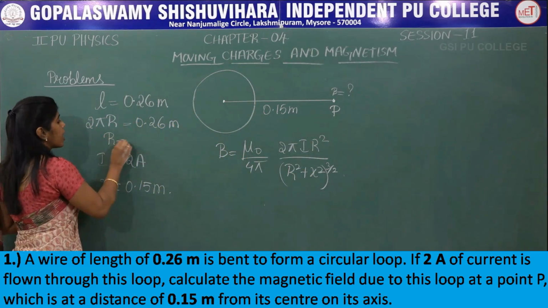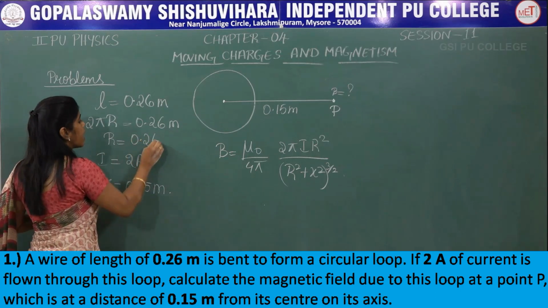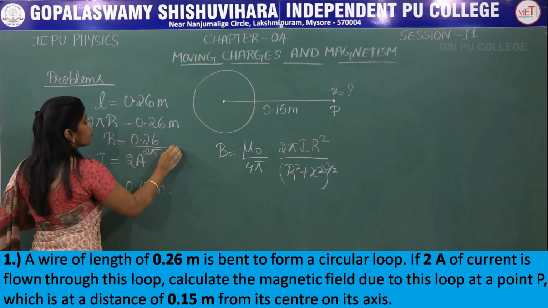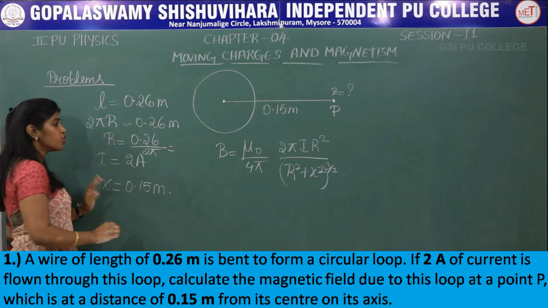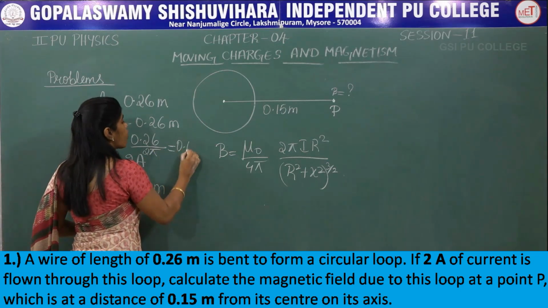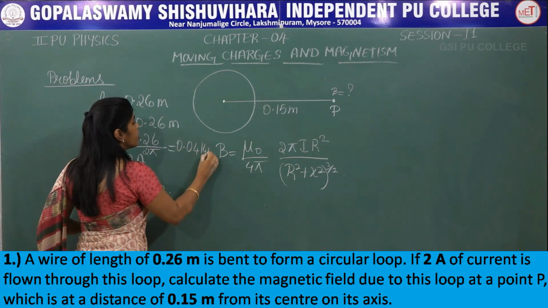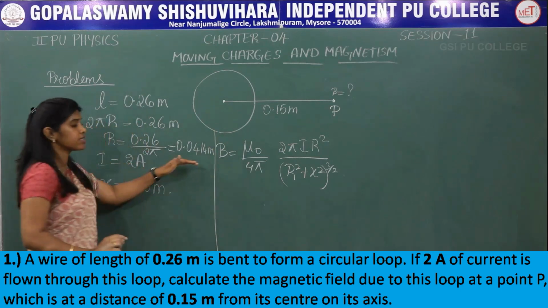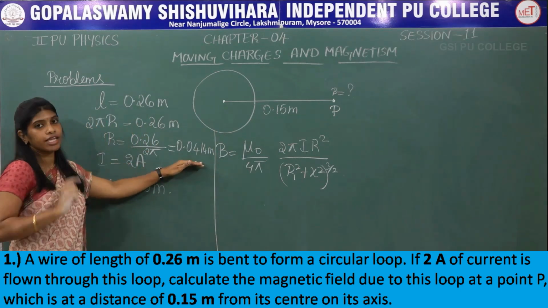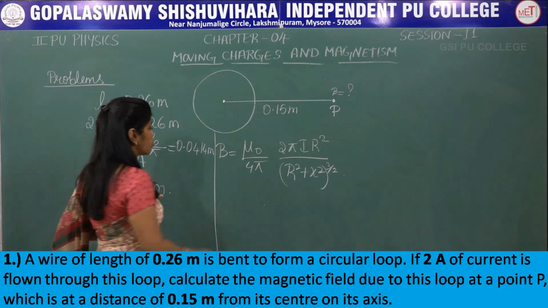To find r, I am going to just divide this by 2 pi. So 0.26 divided by 2 pi gives me 0.0414 meter. So this is the radius of that circular loop. Now let us substitute all these things.